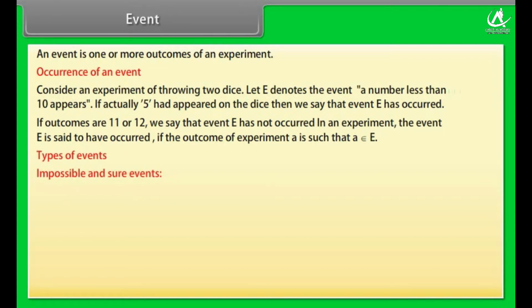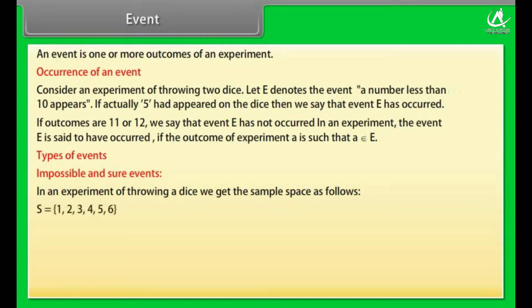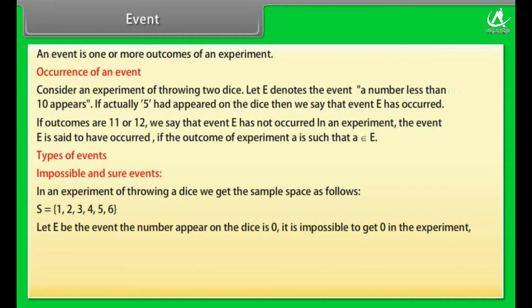Types of events. Impossible and sure events. To understand it, let's take an example. In an experiment of throwing a dice, we get the sample space S = {1, 2, 3, 4, 5, 6}. Let E be the event the number that appears on the dice is 0. It is impossible to get 0 in the experiment. Thus the event E = phi is an impossible event. It is also called the empty set.